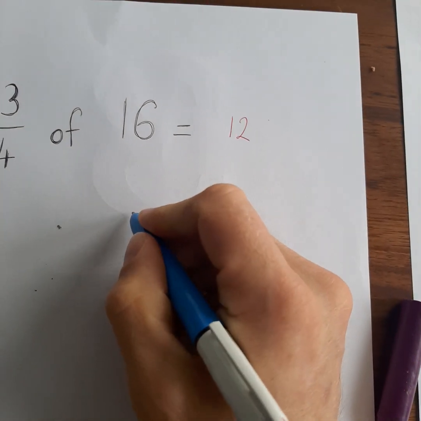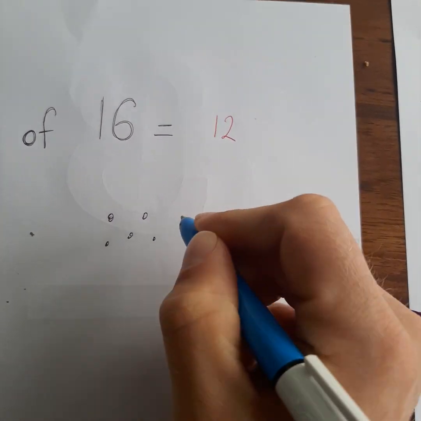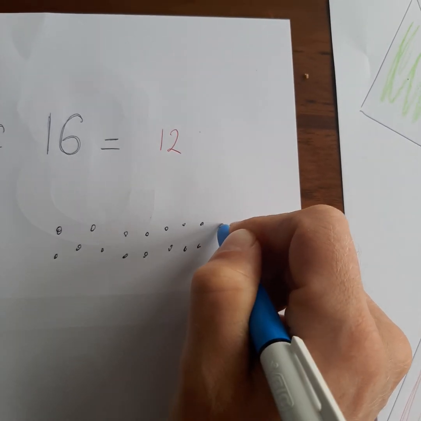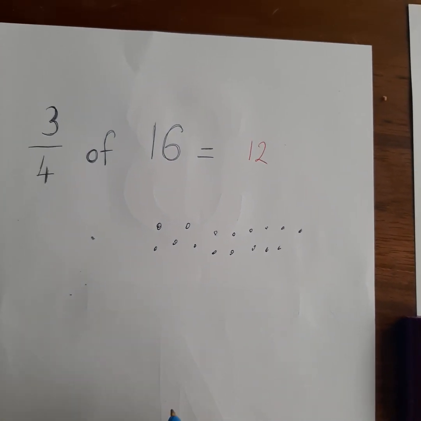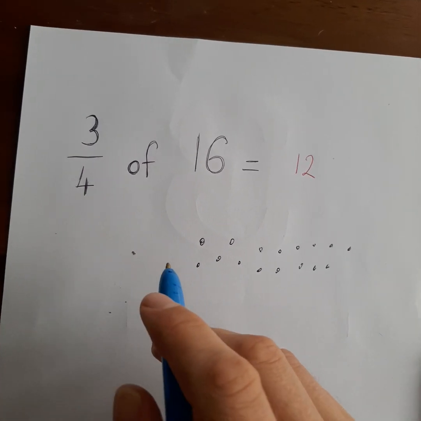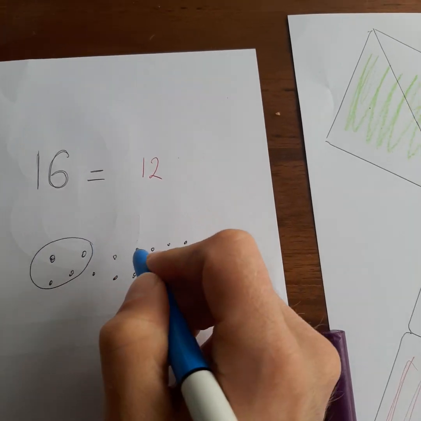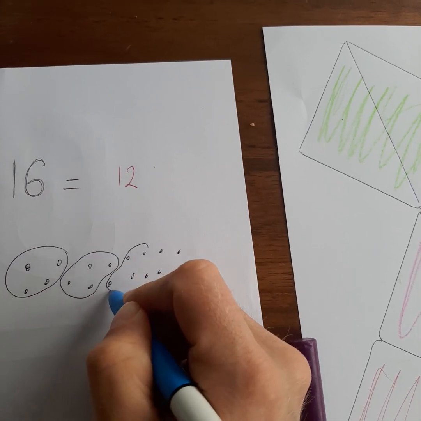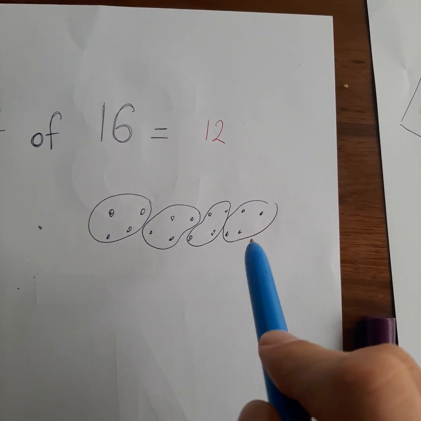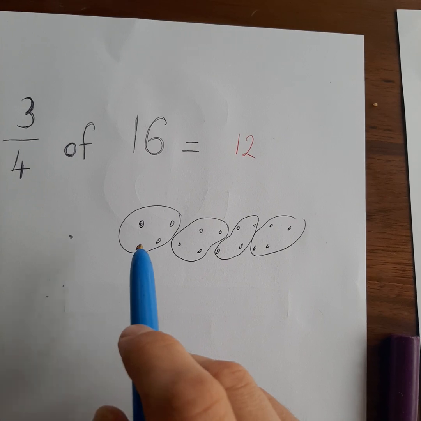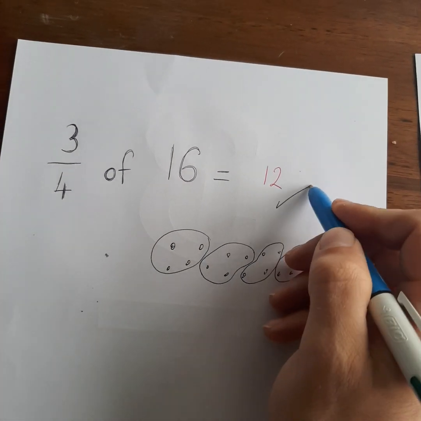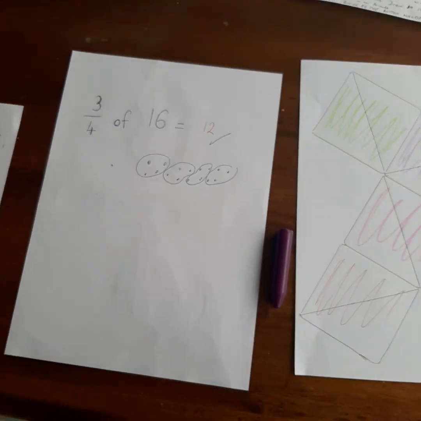Let's check it out by drawing it out. I'll draw out 16 dots. 10, 11, 12, 13, 14, 15, 16. And I'll divide them into 4 equal groups. Okay, in each group there's 4. So let's see how many are in 3 of those groups. 4, 8, 12. Yeah, 3/4 of 16 is definitely 12. I was right.